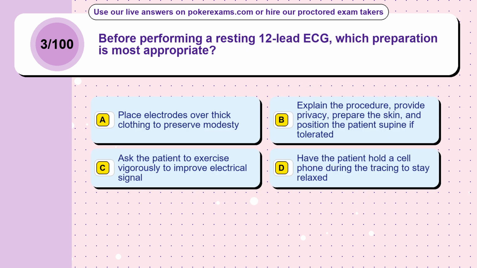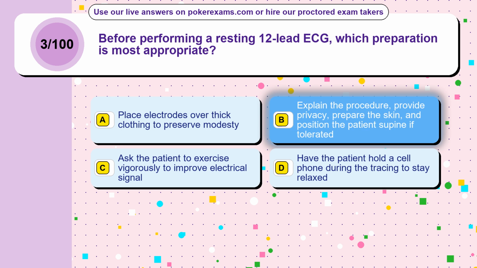Question 3. Before performing a resting 12-lead ECG, which preparation is most appropriate? Option A. Place electrodes over thick clothing to preserve modesty. Option B. Explain the procedure, provide privacy, prepare the skin, and position the patient supine if tolerated. Option C. Ask the patient to exercise vigorously to improve electrical signal. Option D. Have the patient hold a cell phone during the tracing to stay relaxed.